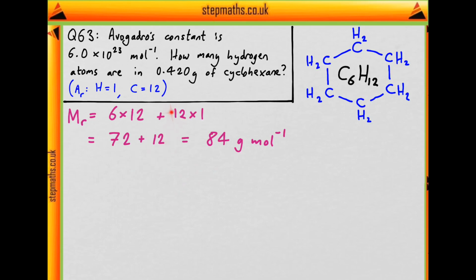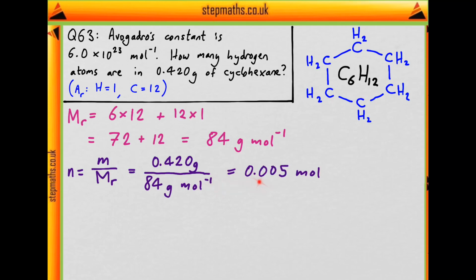So how do we get from mass and relative molecular mass to the number of moles? So the formula is N, the number of moles, is mass over relative molecular mass. So let's put the numbers in for cyclohexane. We have 0.42 grams divided by 84 grams per mole. So what does this come out as? Well, 42 over 84 would be 0.5. So 0.42 over 84 would be 0.005. So that's how many moles of cyclohexane we have.